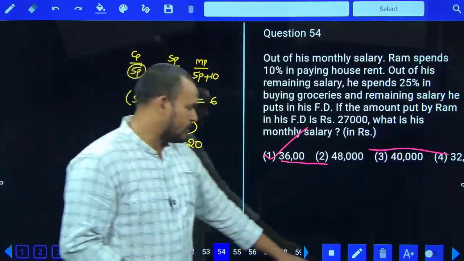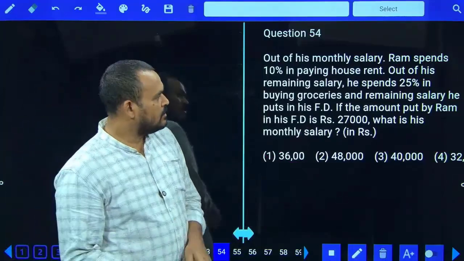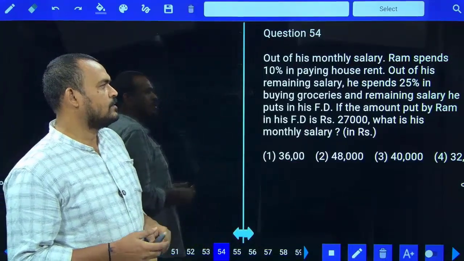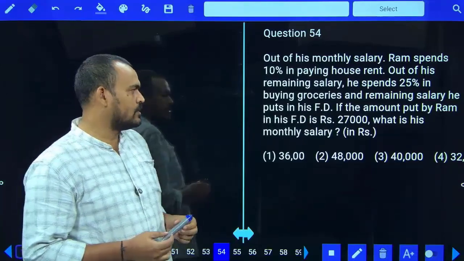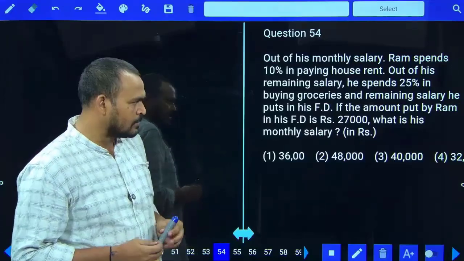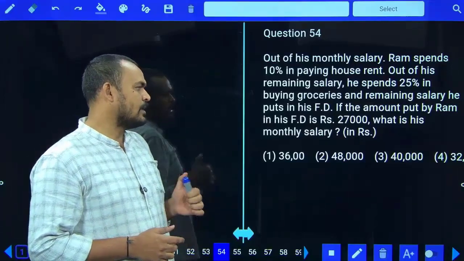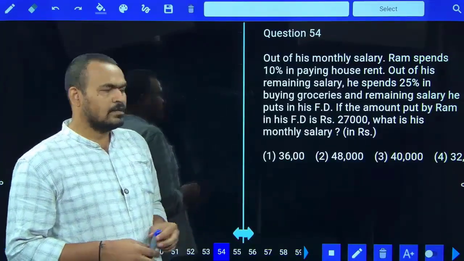Next question number 54. Out of his monthly salary, Ram spent 10% in paying house rent. Out of his remaining salary, he spent 25% in buying groceries, and the remaining salary he puts in his FD. If the amount put by Ram in his FD is 27,000, what is his monthly salary?